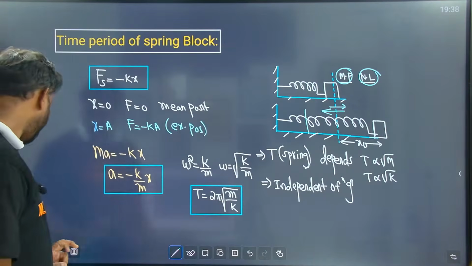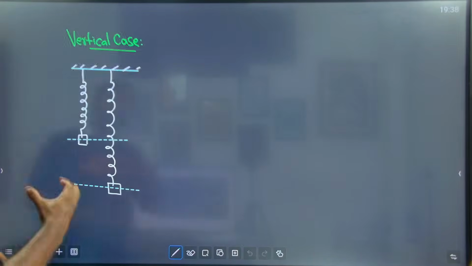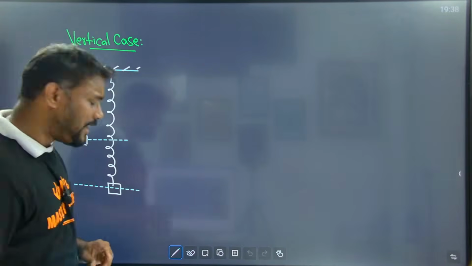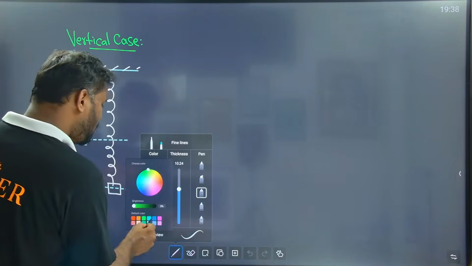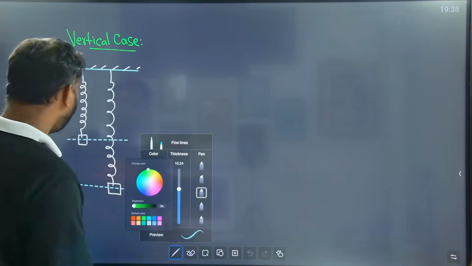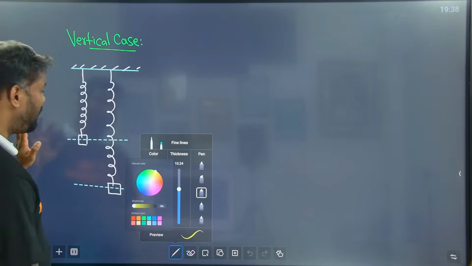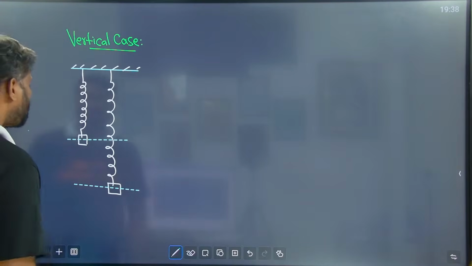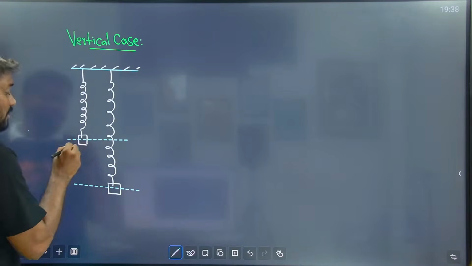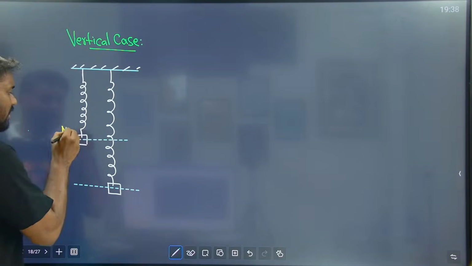Yes or no? So based on this, we'll discuss the idea. The vertical case, I'm going to calculate that. In the vertical case, we are going to calculate the time period. Let's see how to calculate it. So this is my mean position. This is the natural length.